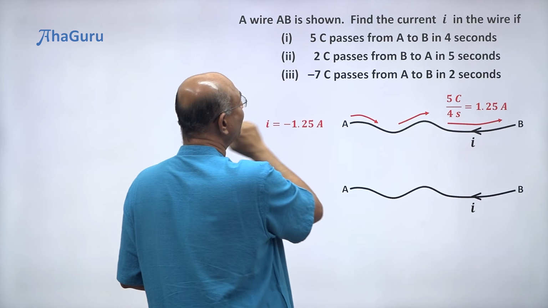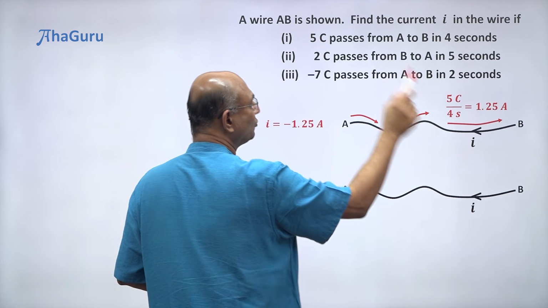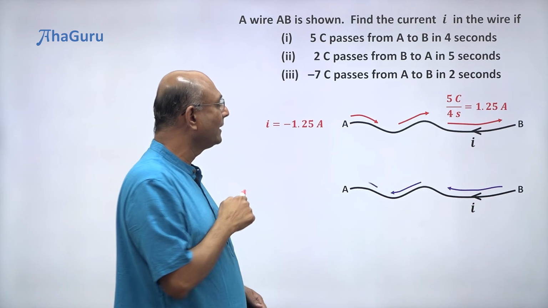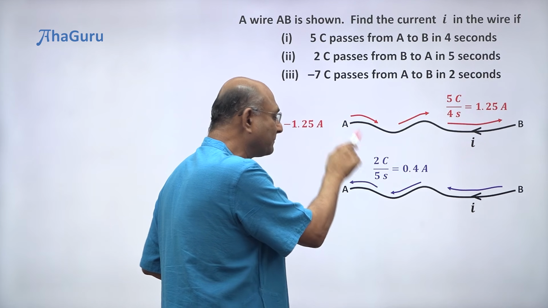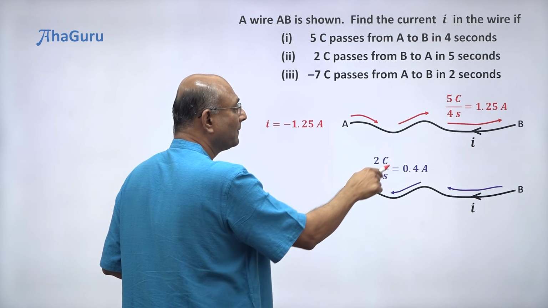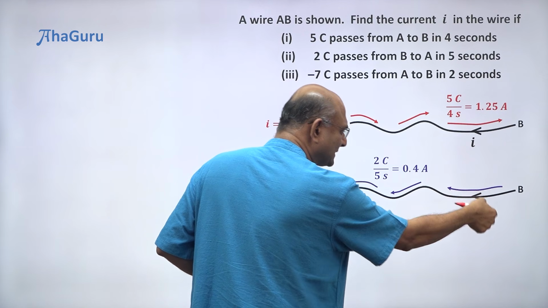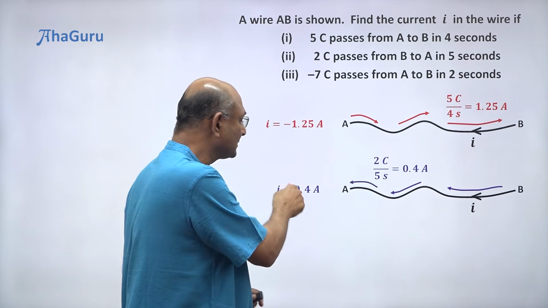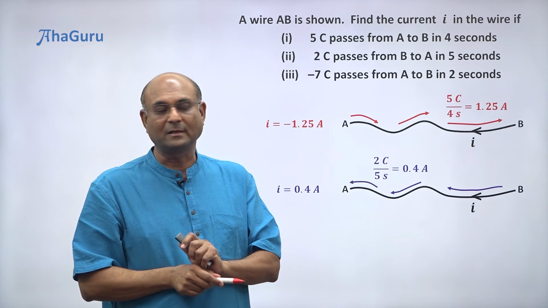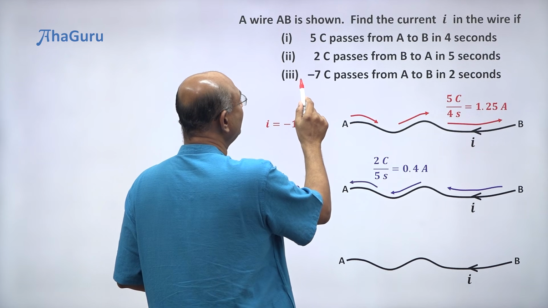In the second part, we have 2 coulombs passing from B to A. So 2 coulombs goes from B to A in 5 seconds. So the current should be 2 coulombs by 5 seconds, which is 0.4 amperes. 0.4 amperes in this direction, that is the direction given. So I is plus 0.4 amperes or just simply 0.4 amperes. You don't have to write the plus. Now let us look at the third part of the question.